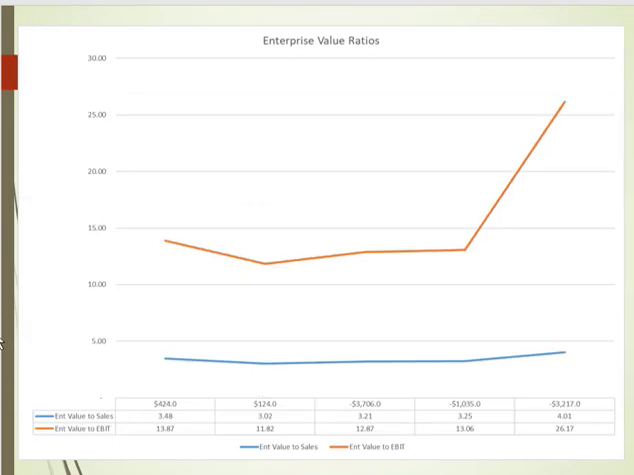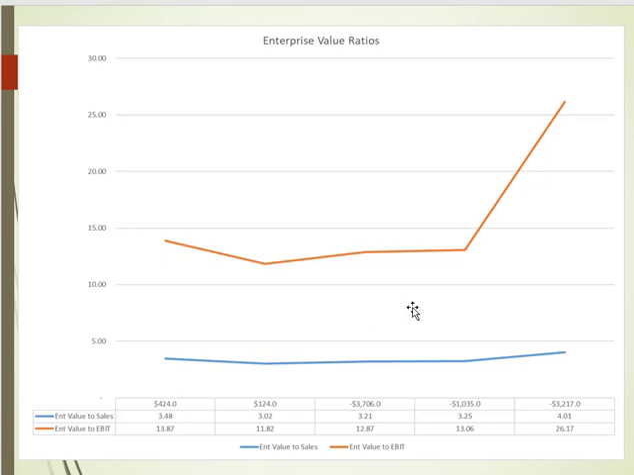The enterprise value ratios, with respect to sales, you see it's a pretty stable line as far as sales. But as far as EBIT and profit, at the end here we see that there is growth. So this tells us that there is some optimism with this company.